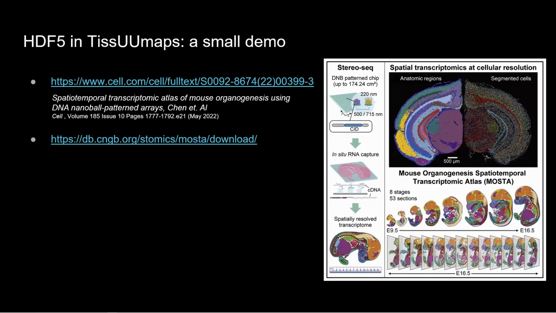Let's say we have this paper that we found online in a Cell journal called Spatial Temporal Transcriptomics Atlas of Mouse Organogenesis using DNA Nanoball Patterned Arrays.